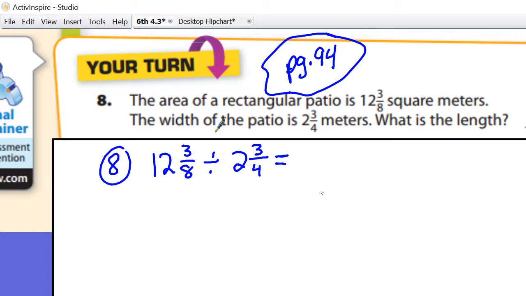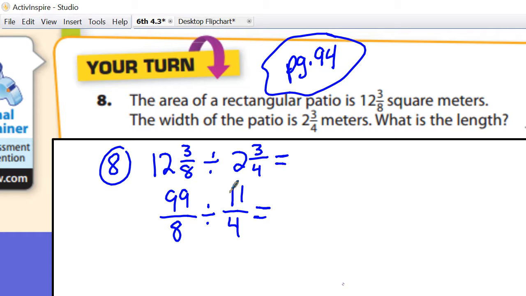So this is a division of mixed numbers problem. So, quick review on how to divide mixed numbers. The first step is to take those mixed numbers and convert them to improper fractions. If you need help with your multiplication here, use a multiplication chart. 12 times 8 is 96, plus 3 is 99. 12 3/8 converts to 99/8, divided by 2 3/4. 2 times 4 is 8, plus 3 is 11, 11/4.